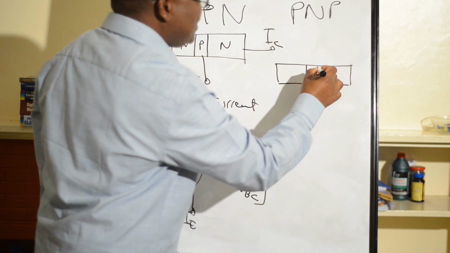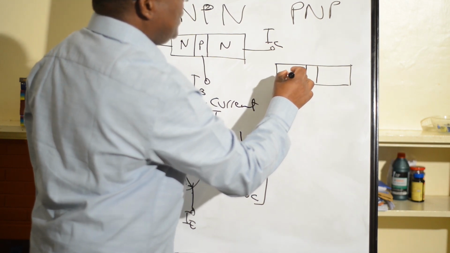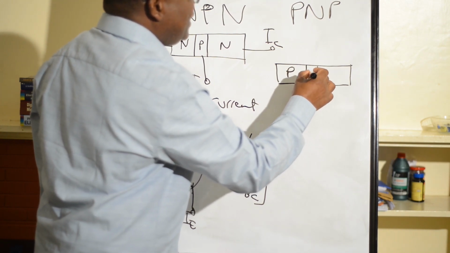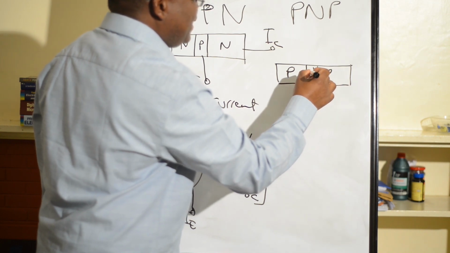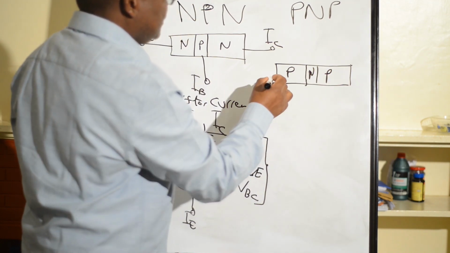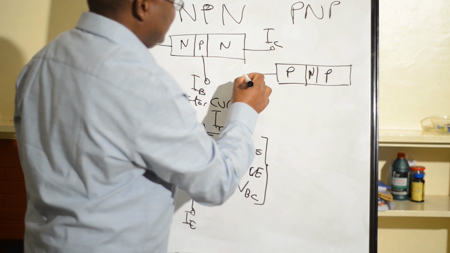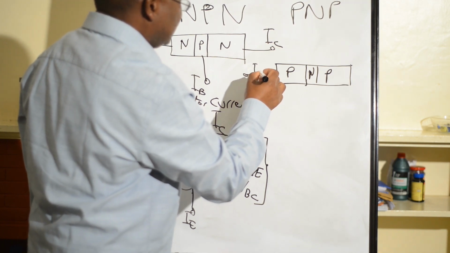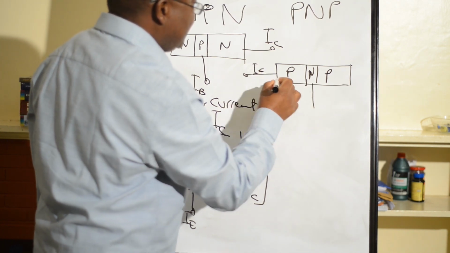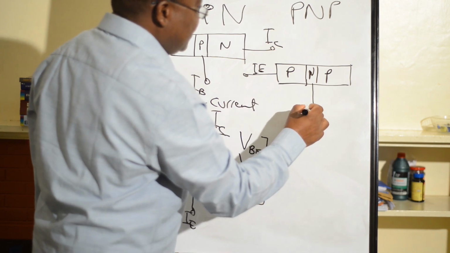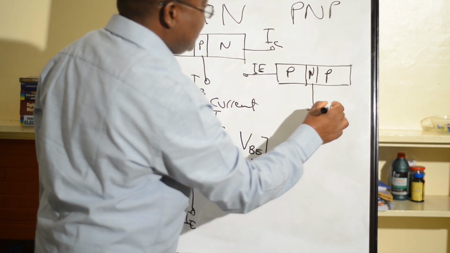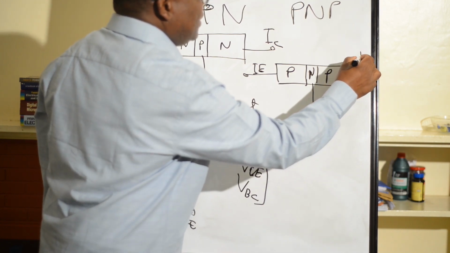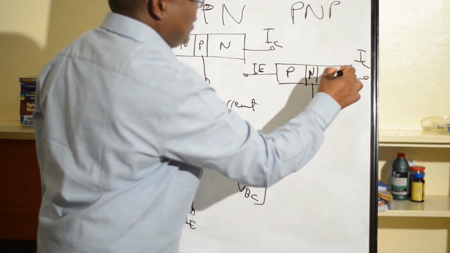PNP, as usual, base is small. P material here, N material here, and P again here. This is our emitter. This is our base. This is our IC, our collector.